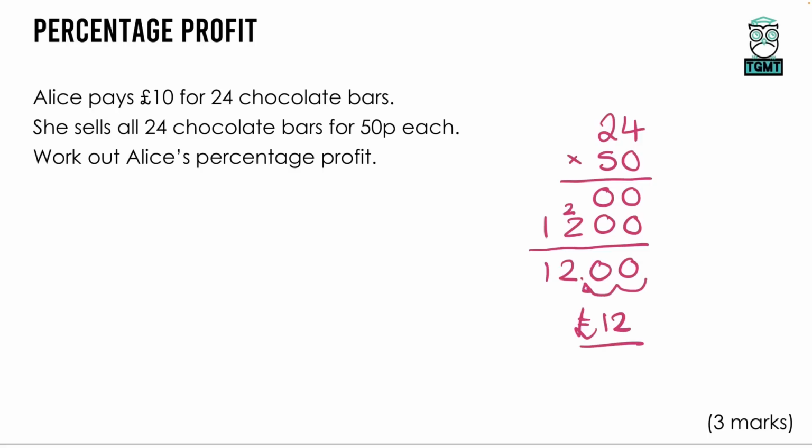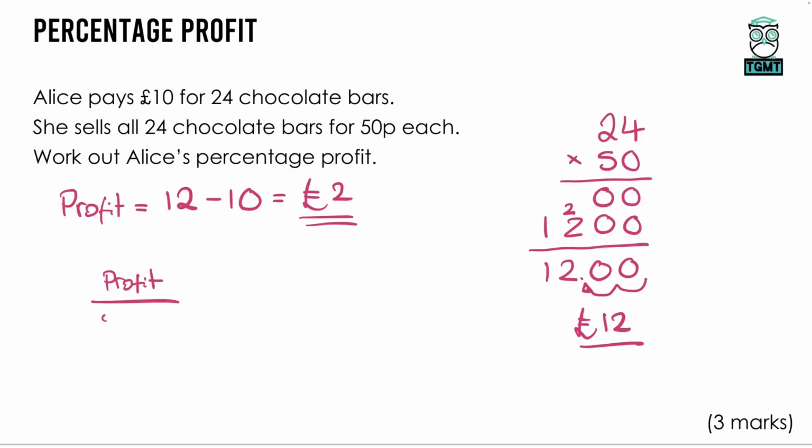So there we go. She sells all of these for £12. I would then want to label or write down exactly what the profit is. So the profit here is how much she makes above what she paid. So she paid 10, she sold them for 12, so 12 take away 10 is equal to £2 profit. Now we want to know what that profit is as a percentage. So in terms of finding that, we want to do the profit, which is £2, out of the original. So the profit out of the original.